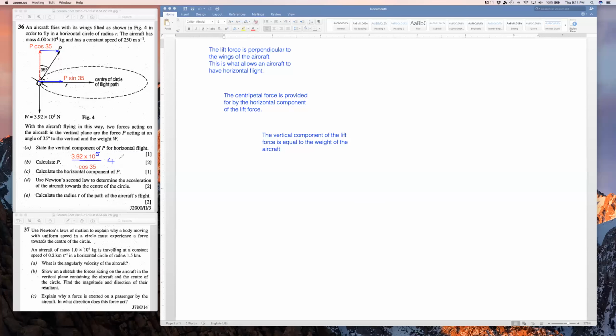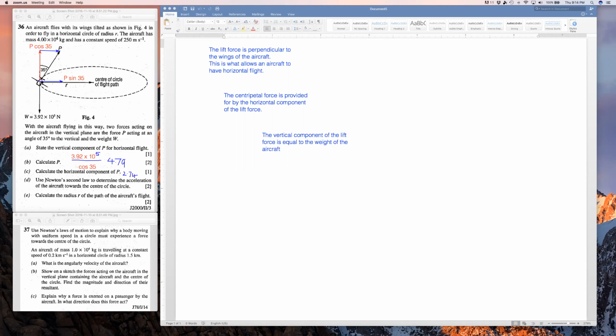4.79 by, of course, 10 to the 5. The horizontal component of P now. What's the horizontal component of P? That value is 2.74 by 10 to the 5 when you run the calculation.